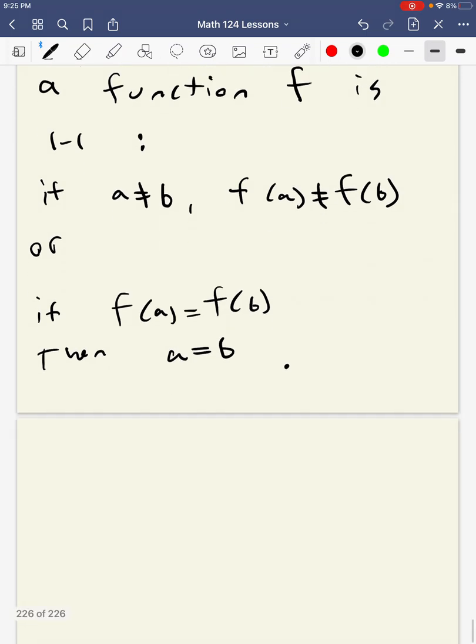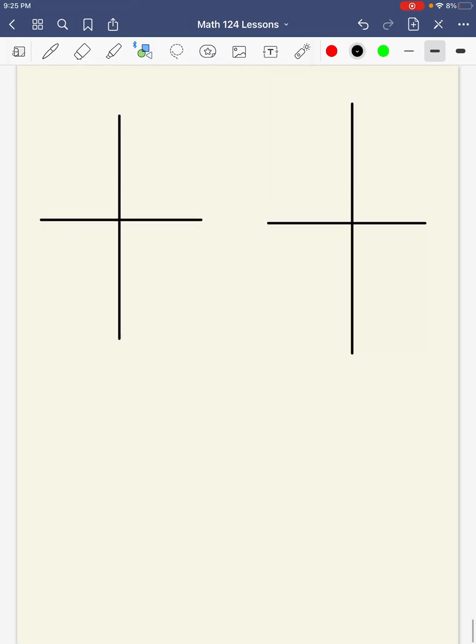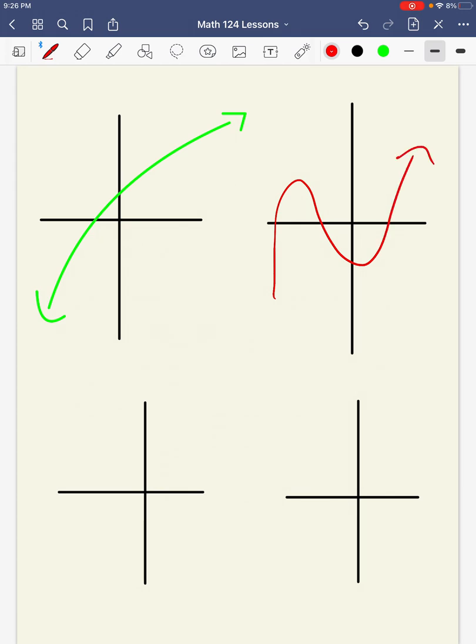If you're having a hard time interpreting what this means, let me just draw some pictures here, and it will hopefully clear things up. So I'm going to draw some pictures on the XY plane. Maybe I'll draw 2 or 3. I'll do 4 pictures here. So here in green, I'll do a picture of a function. And I'll do a function here in red. Function in green. Function in red.